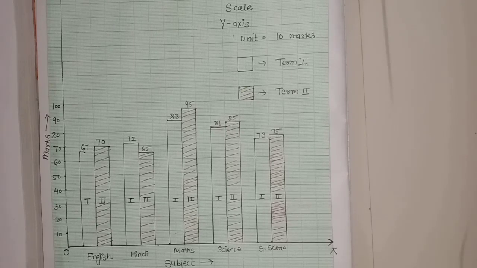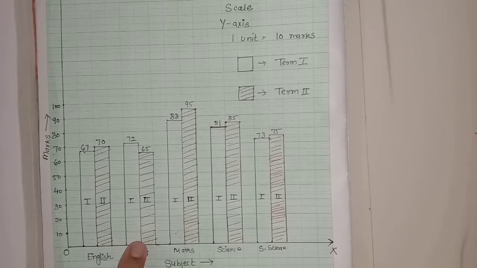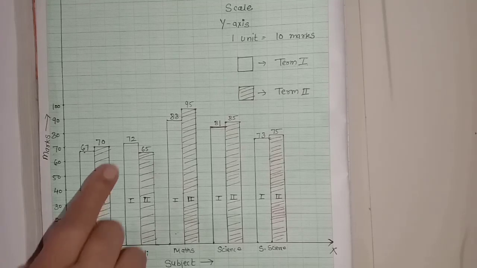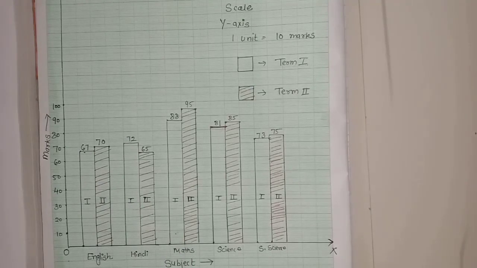Third, has the performance gone down in any subject? Yes, as you can see in this double bar graph, in Hindi the term 1 score is 72 and the term 2 score is 65. So his score is going down. So the third answer will be, in Hindi his performance has gone down.